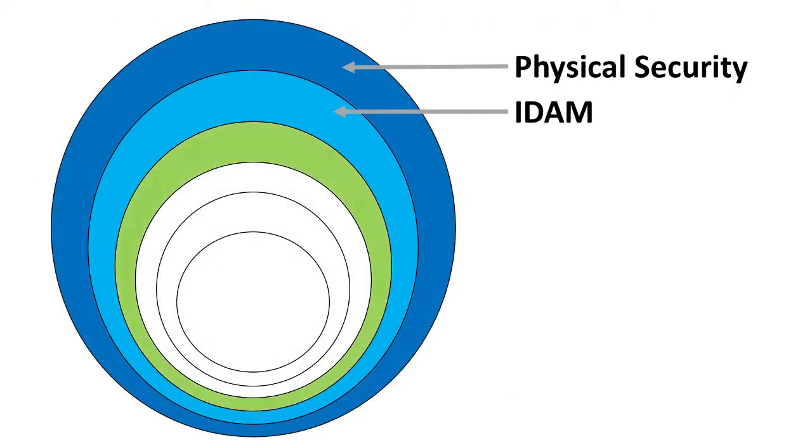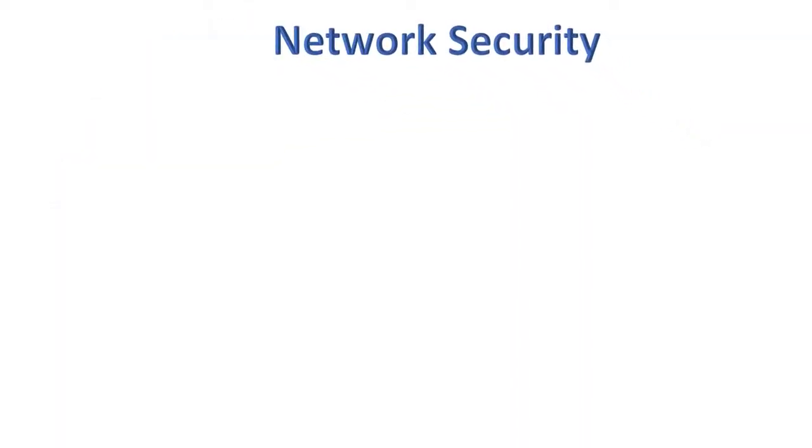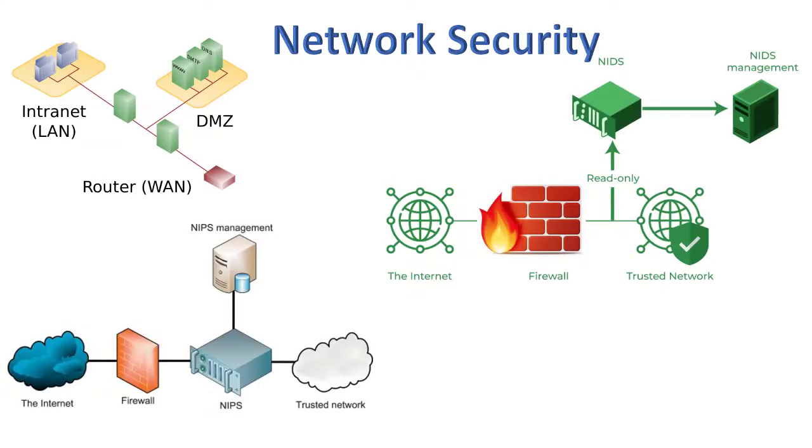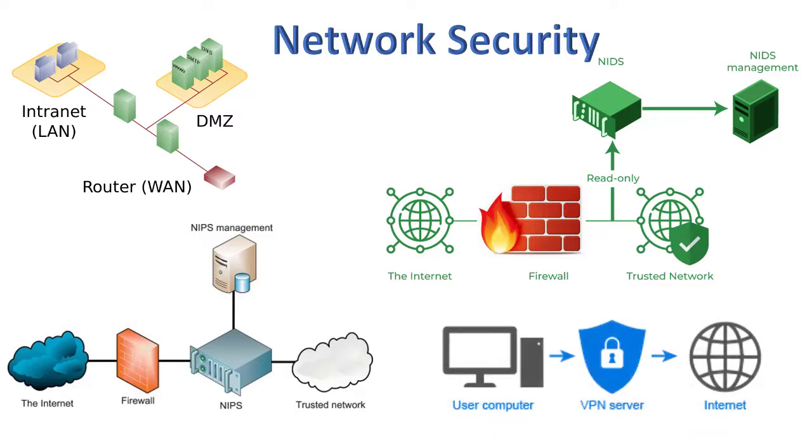The third layer of security is network security. This involves securing the network infrastructure of a system, such as firewalls, demilitarized zone, intrusion detection, intrusion prevention systems, and virtual private networks, VPNs. Network security controls are designed to prevent unauthorized access to the system and protect against network-based attacks.